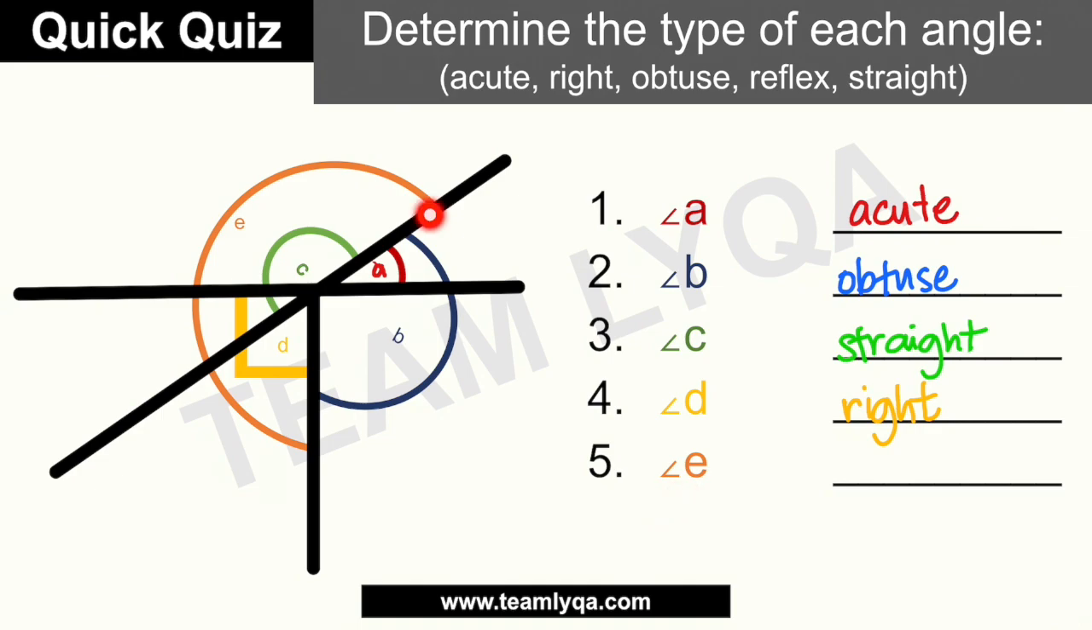Yung E starts here hanggang dito up. Ito, straight to, no? So, ibig sabihin, lagpas siya ng 180 kasi it goes around here. So, dahil lumampas pa siya sa 180, pero hindi naman siya humabot dun sa 360, no? Lumampas lang siya sa 180. This is our reflex angle. Okay? So, again, ang ating sagot ay acute, obtuse, straight, right, tapos reflex. I hope you got all of these correctly, no?